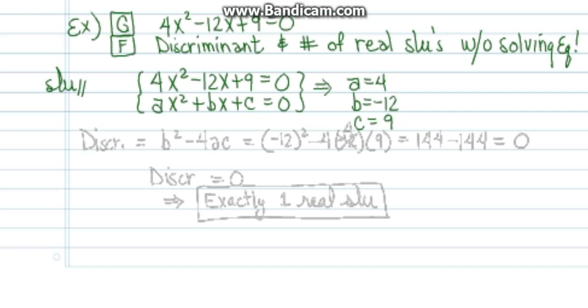Now you be careful with that negative 12. That has a negative sign in it. Okay, let's determine the discriminant then. Discriminant is equal to b squared minus 4 times a times c. In this case, it's parenthesis negative 12 squared minus 4 times negative 12 times 9, which is equal to 144.